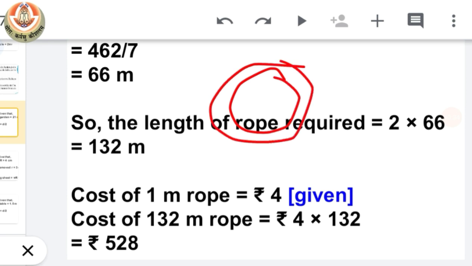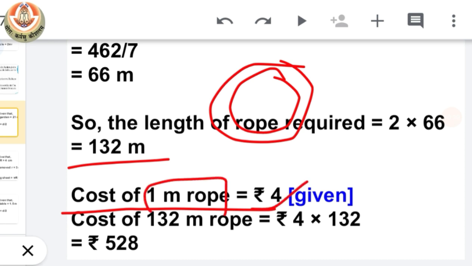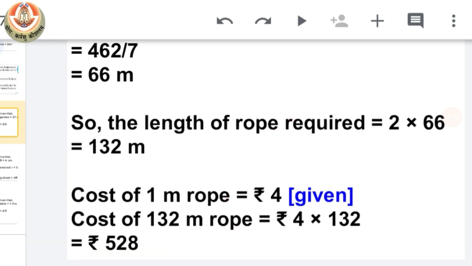So we also have to find the cost for that much rope. If 1 meter of rope costs rupees 4, so 132 meter of rope will cost 4 into 132, that is 528. Okay. See, all the questions are very related to each other, just differing in the use of formula. We have to understand where we have to use which formula. Okay. So it will become easy to solve these questions.